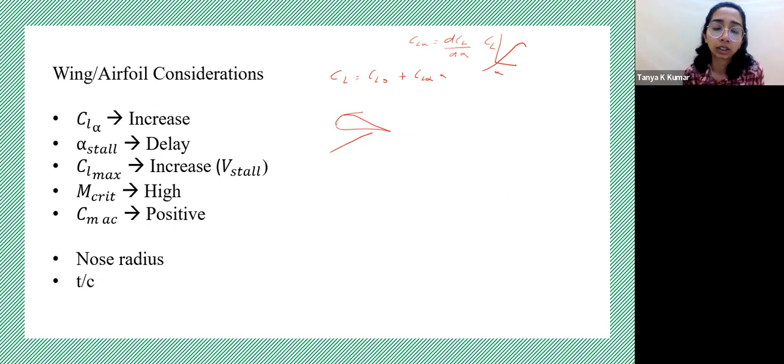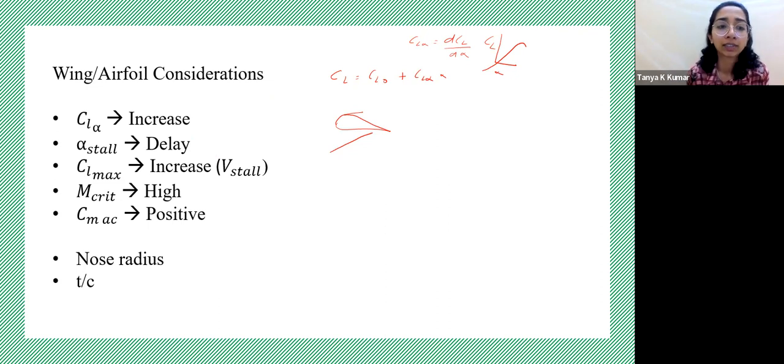What else contributes towards this flow separation? It's the CL max. That also works along the same lines. So you want your CL max to be as high as possible to increase the alpha stall. Okay, so to give you a larger operational range, you want your design CL max to be as large as possible.